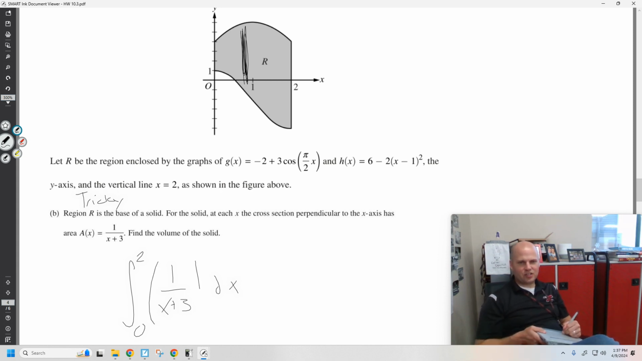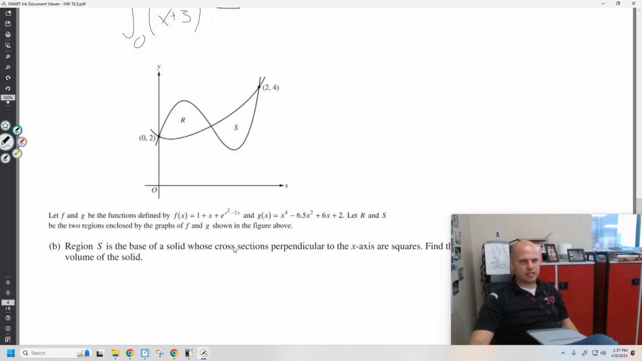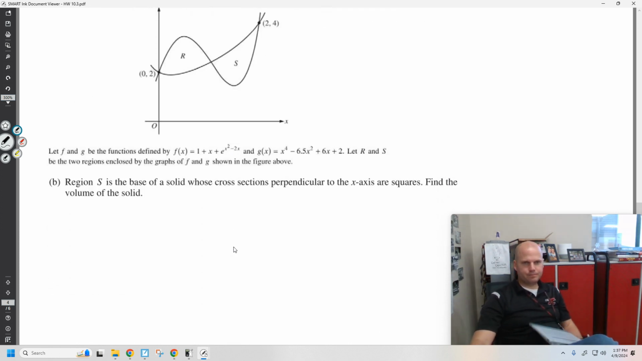Understand that, sum up your areas, give them widths, and you get 2 dimensions times 1 dimension to give you a volume, 3 dimensions. Bad, tricky question. It's shown up a couple times actually. Has to do with densities and stuff. But squares, perpendicular to the x-axis.